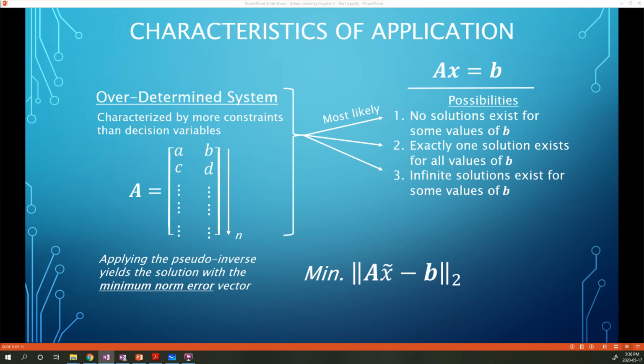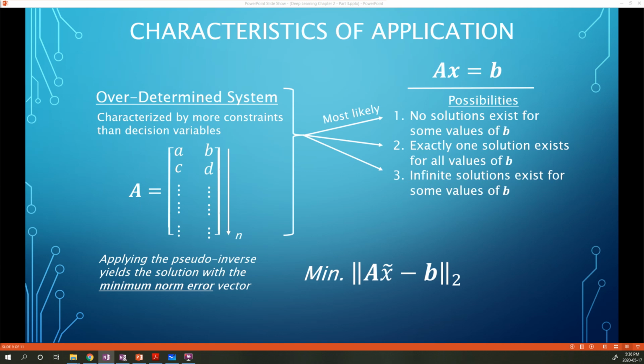So in this kind of scenario, when our matrix is overdetermined, once again, the pseudo-inverse method is tremendously powerful because while there are no feasible solutions, this method still provides a solution. And in fact, it provides the solution with the minimum error. Specifically, it minimizes error as defined by the Euclidean norm of the difference between the left and right-hand sides of our equation, expressed as vectors.